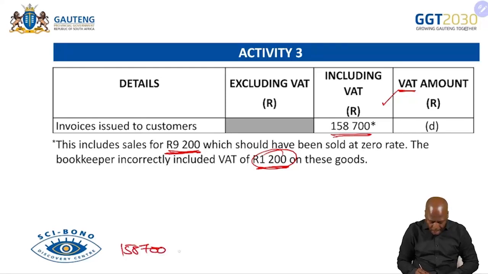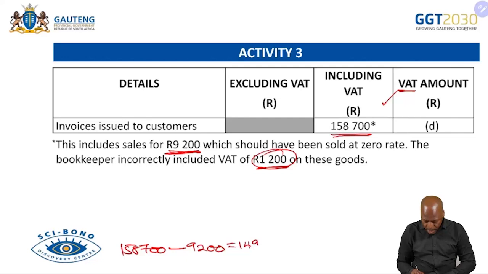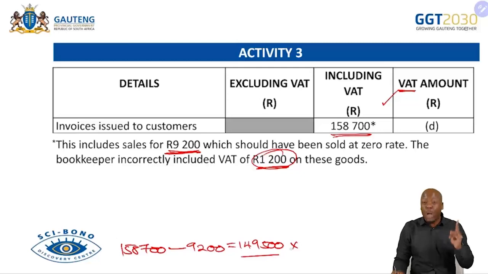158.7 is the amount that includes VAT. What is the other amount that also includes VAT that we have? The 9.2. So I must take out the 9.2. That is the other amount that I'm given that includes VAT, because this is inclusive of VAT. And then I'm now going to end up with 149.5.